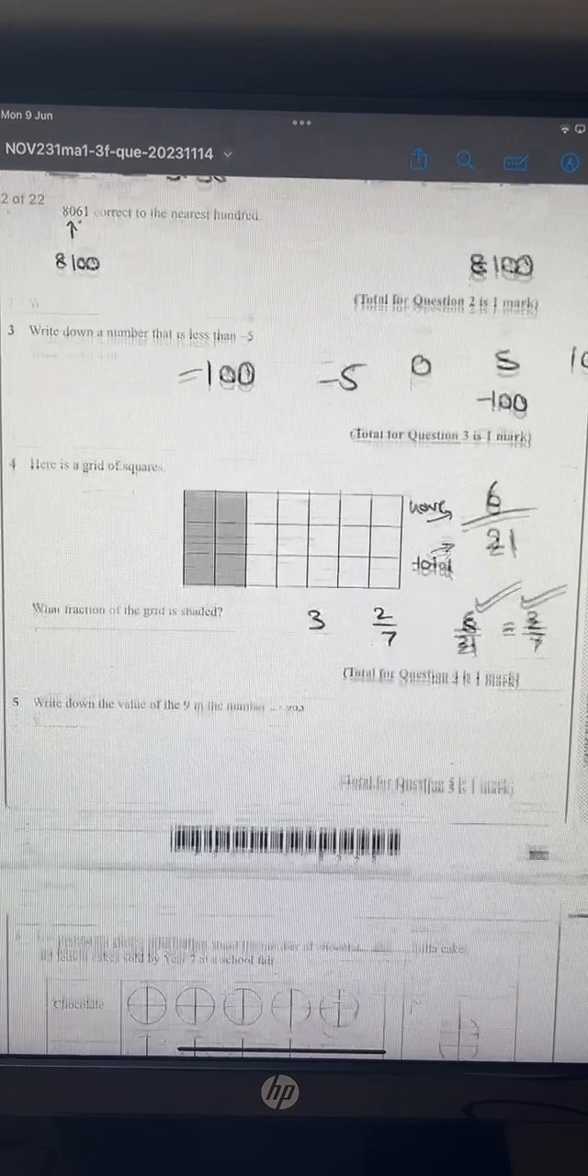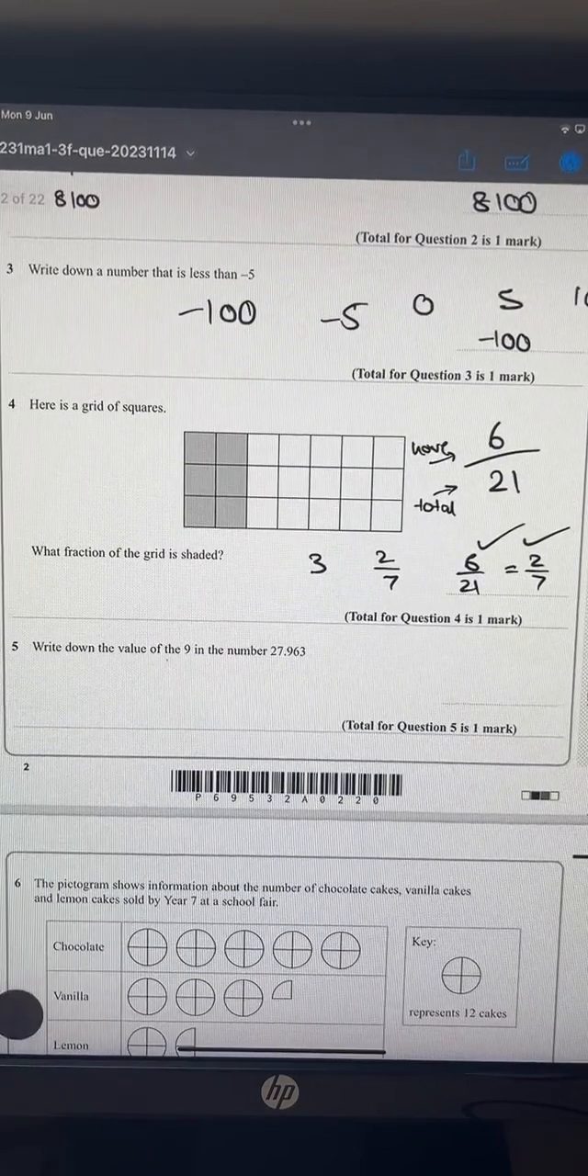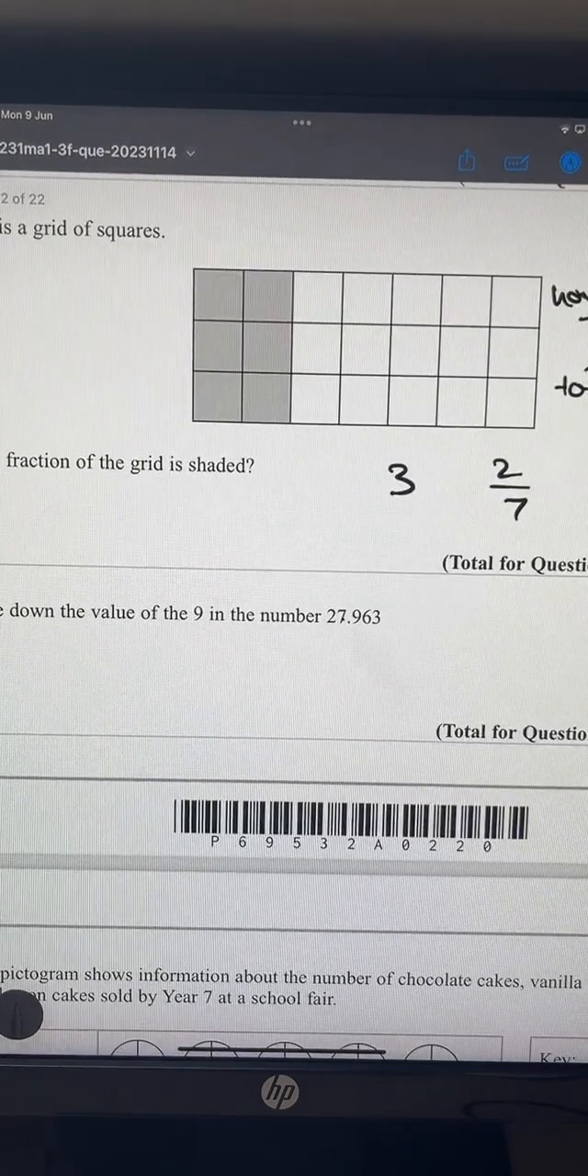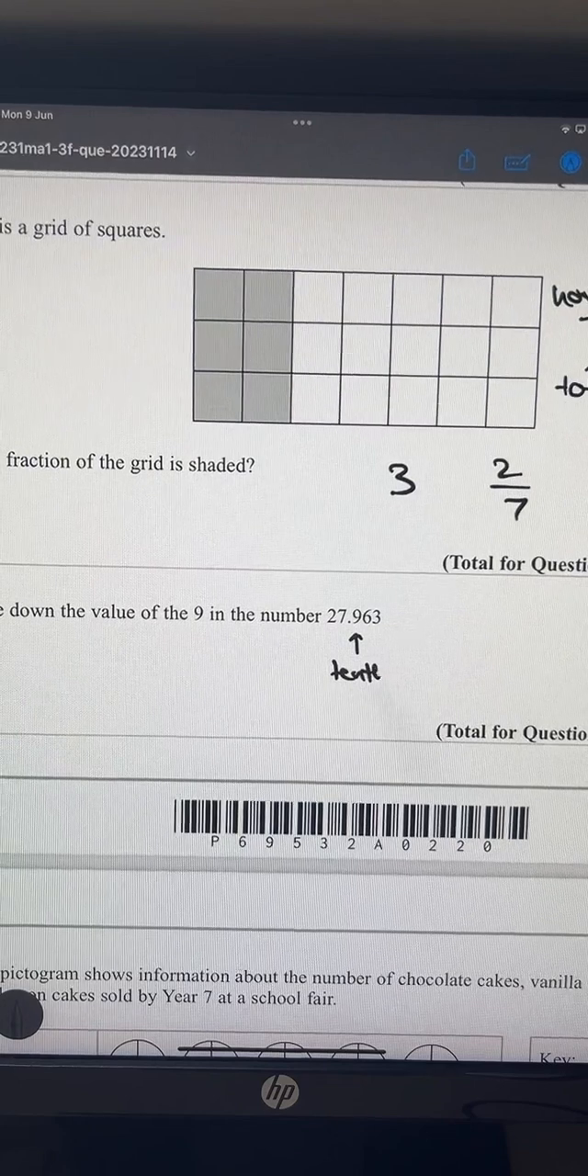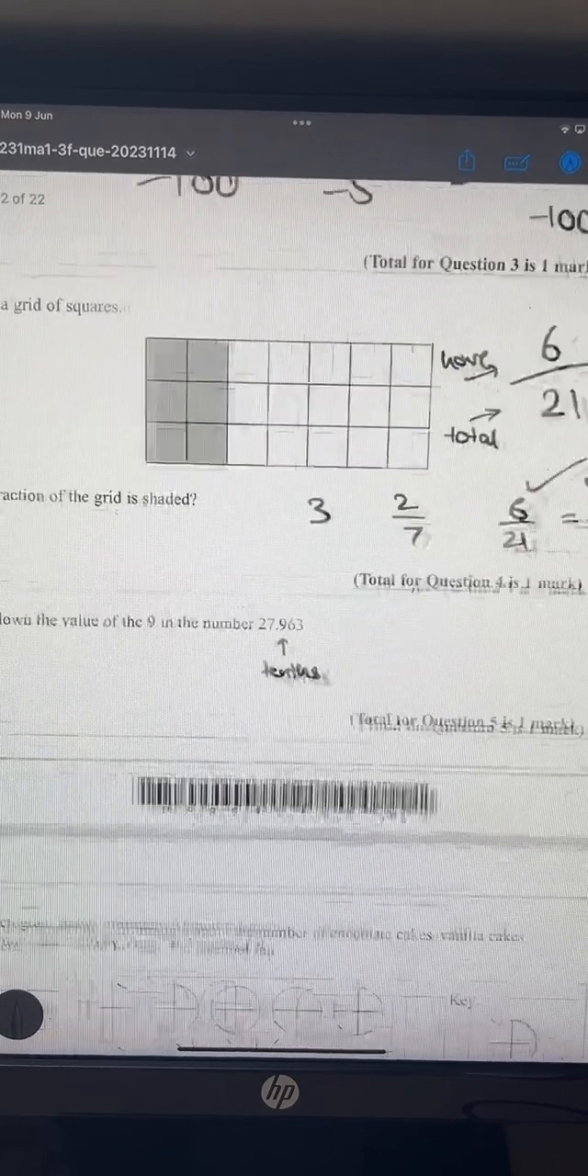All right. Question 5. Write down the value of the 9 in the number 27.963. So this is about place values, all right? So we know that the 7 is the 1s and that's the 10s. And now we're going after the decimal place. So remember, we don't have a "oneths". That's a weird word, so it doesn't exist. So we have tenths straight away. Tenths, all right? So that's what you'd say.